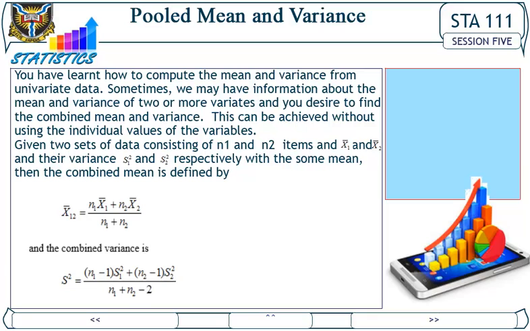Pooled mean and variance. You have learned how to compute the mean and variance from univariate data. Sometimes we may have information about the mean and variance of two or more variates, and you desire to find the combined mean and variance. This can be achieved without using the individual values of the variables.